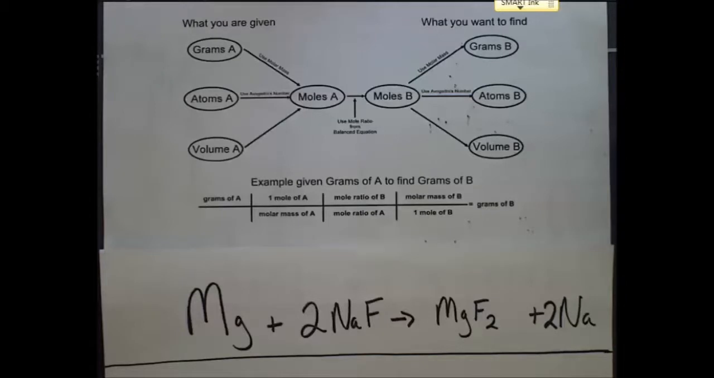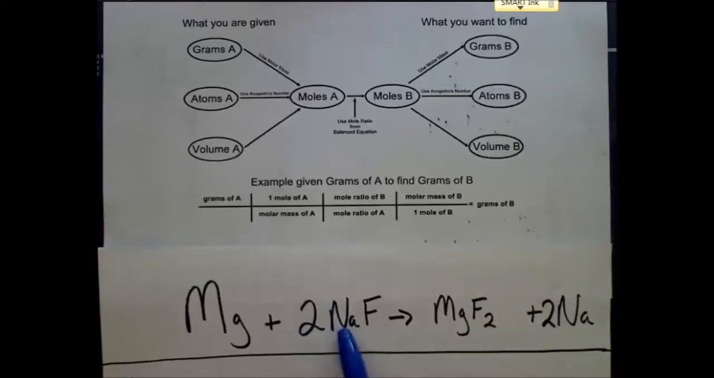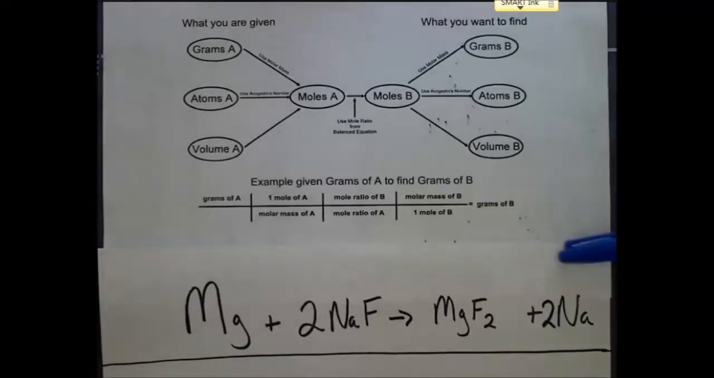So we're going to be using two things to help us out in this video. First off, we're all going to be basing all of our questions off of one equation. 1 mole of magnesium plus 2 moles of sodium fluoride gives you 1 mole of magnesium fluoride and 2 moles of sodium. All right, so it's a nice little single replacement reaction, already balanced for us and such. So we're going to be basing all of our questions on this equation.